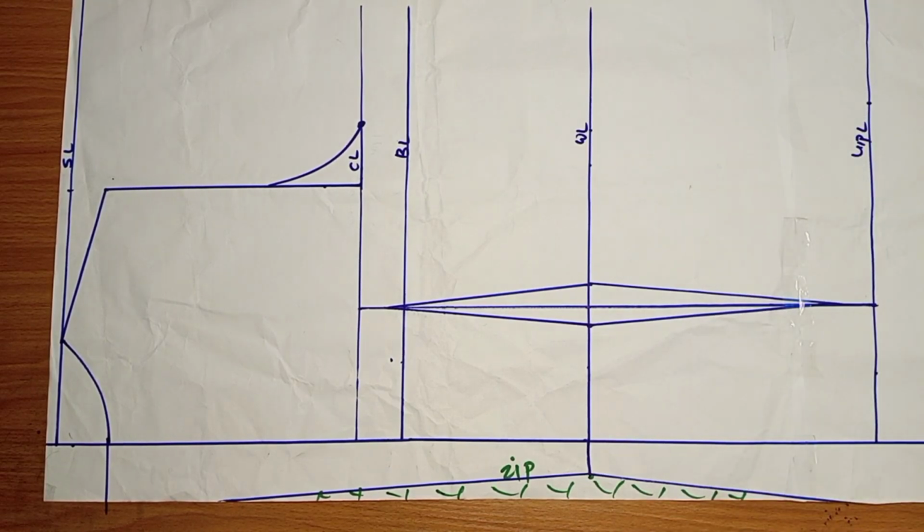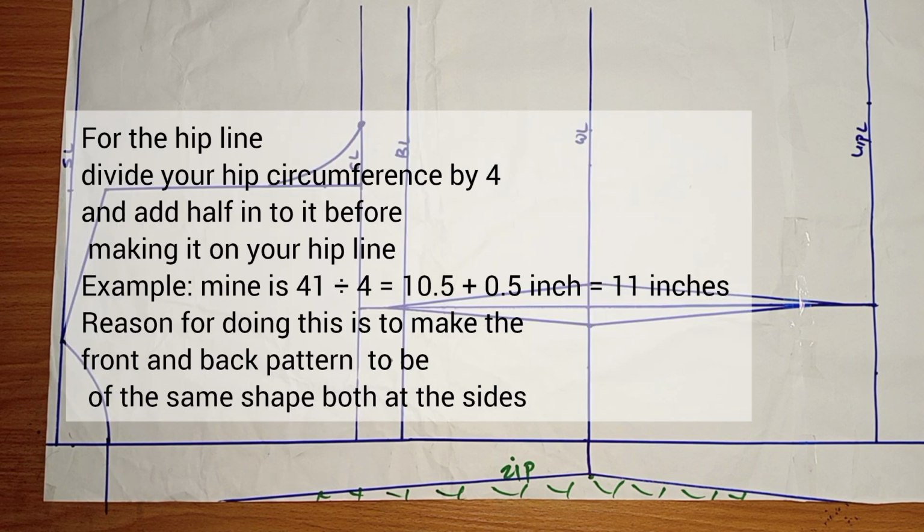Then I added half inch to it. The reason for adding that half inch to my hip circumference, which I divided by 4 to get 10.5 inches, is to get 11 inches. I'm sorry that part didn't show. I want the front shape, the side, and the back shape at the side to match together.